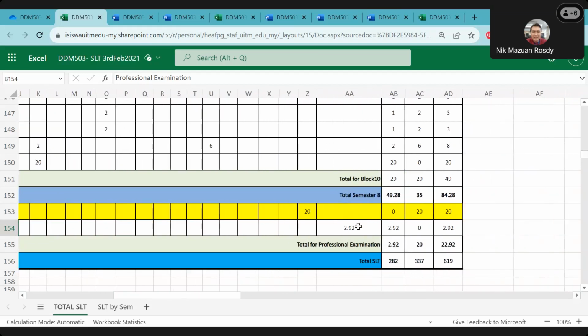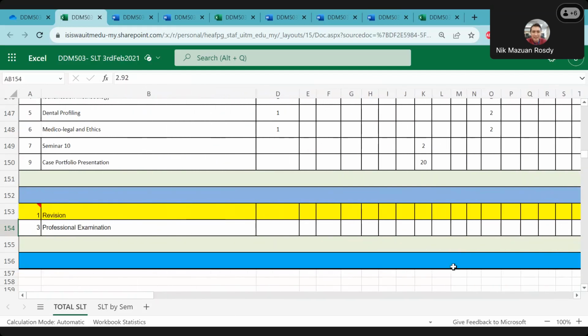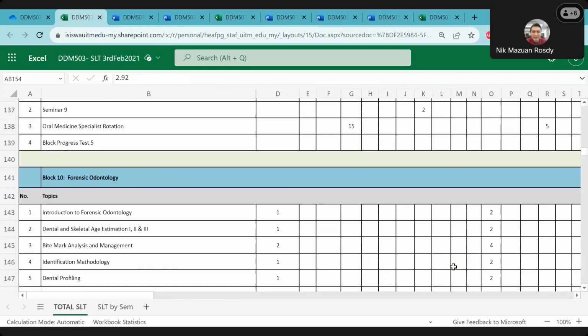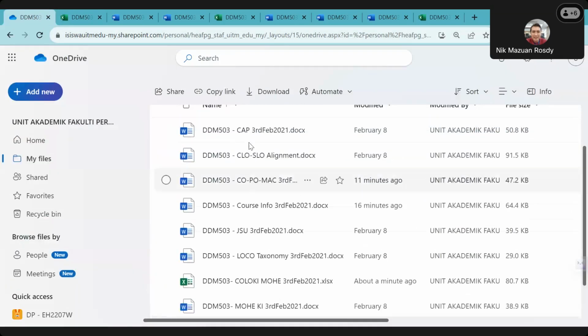So, I campur paper 1, paper 2, paper 3 jadi berapa jam kat sini. So, dia akan jadi face to face. So, akan letak 2.92 kat sini. Alright. So, it will be calculated for the total SLT as well. Alright. Any questions about that? Tak ada. Alright. So far, I think that's it. Ada any questions? Okay, I nak tunjuk sikit.